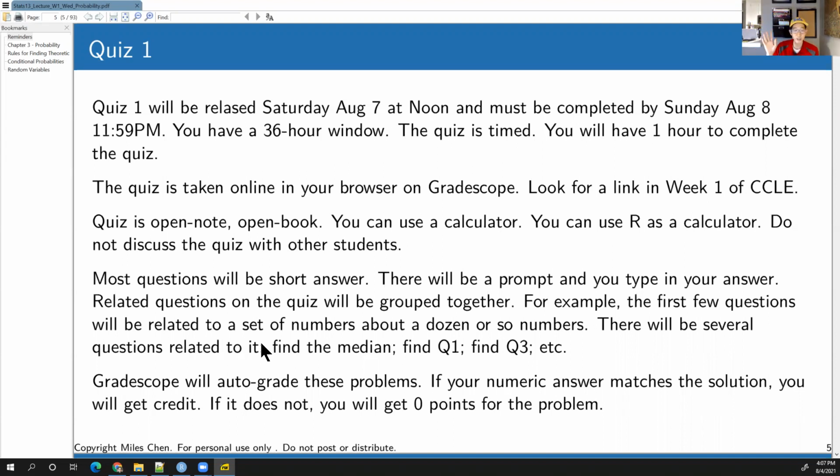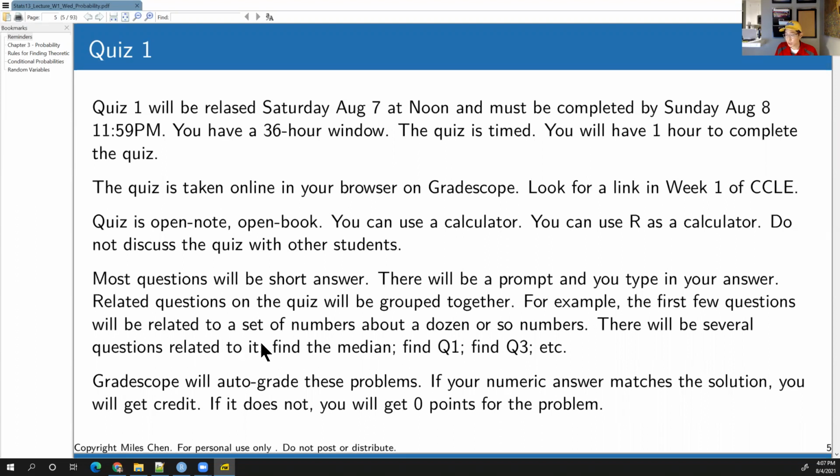You'll click the link. It takes you to Gradescope. The questions will be there, and you answer it. Okay. Quizzes are open note, open book. You can use a calculator. You can use R if you want, to help you with your calculations and stuff. Obviously, it's a quiz, so don't discuss the quiz questions with other students. Don't discuss your answers with other students.